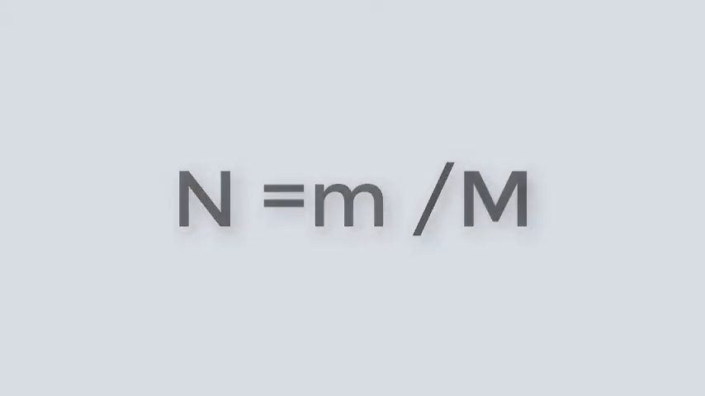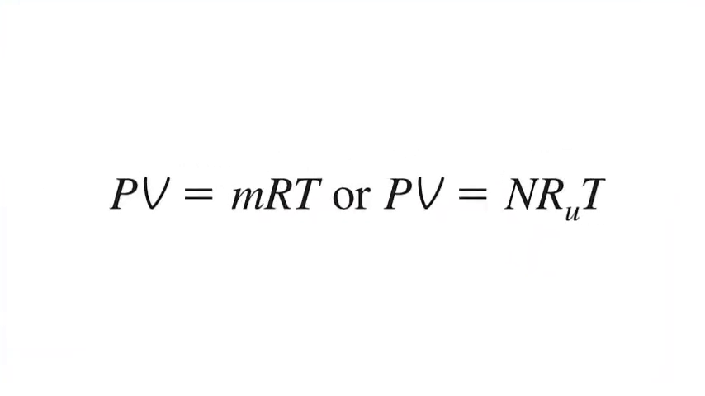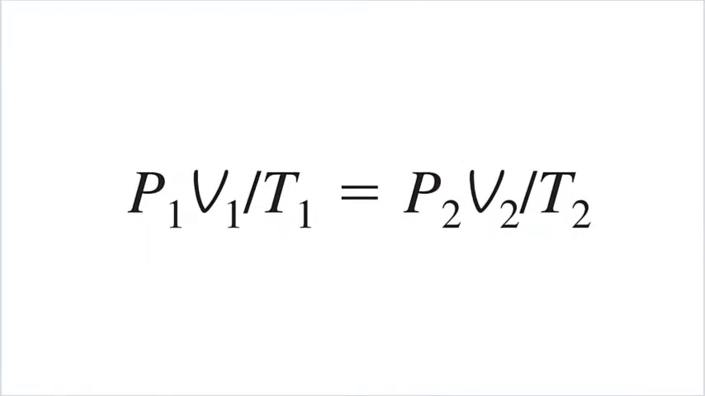In the ideal gas equation of state, the number of moles N equals m per M. The ideal gas equation of state can also be written as this relation. An ideal gas at two different states are related to each other by this relation.